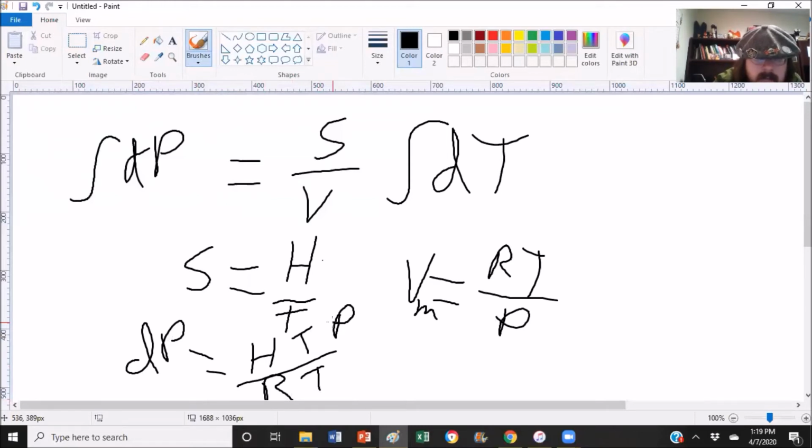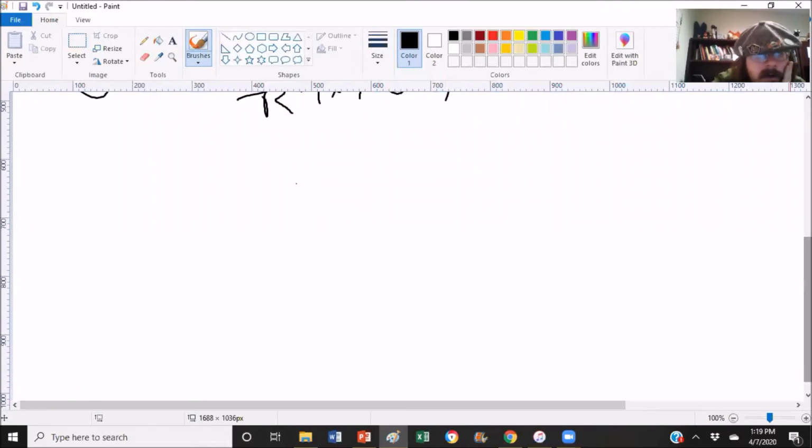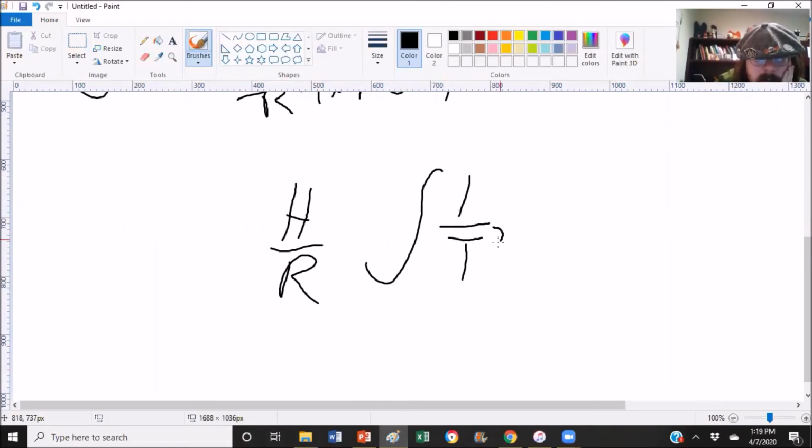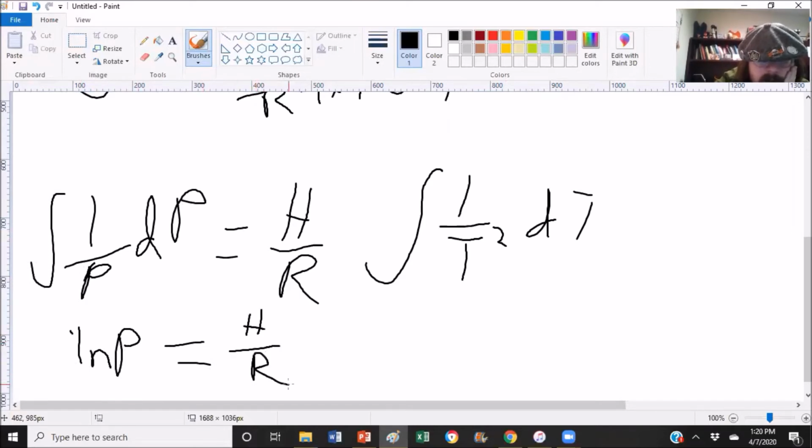So then, yeah. Oh, sorry. RT times T. So what do we have? Keeping this in mind, factoring out constants, H over R, integral of 1 over T squared dT. Get the P to the other side, equals 1 over P dP. The integral of 1 over X is equal to ln X. The integral of 1 over X squared is negative 1 over X to the first.